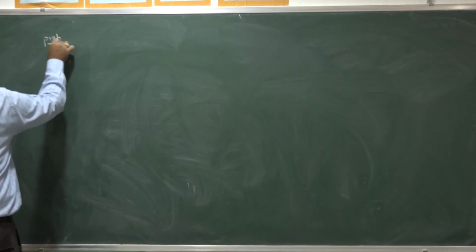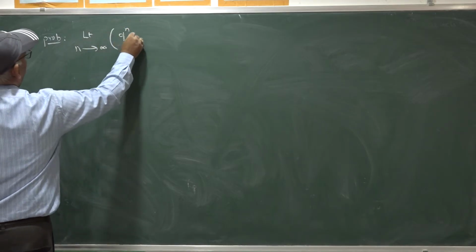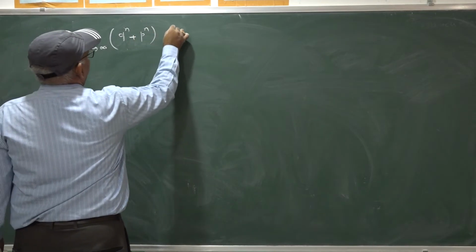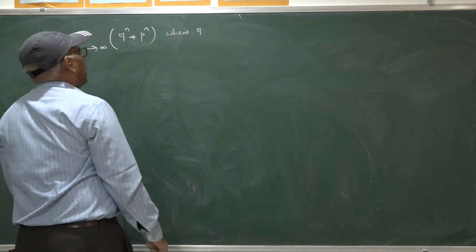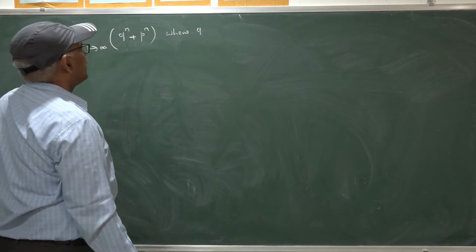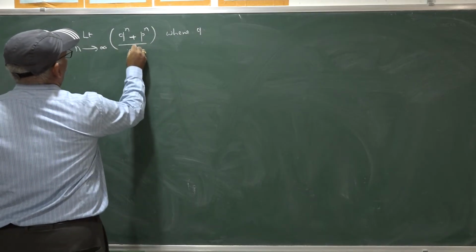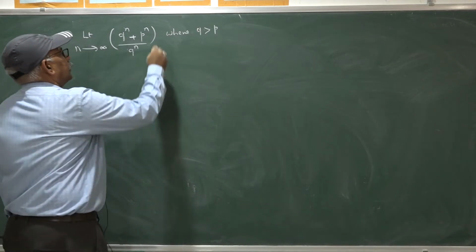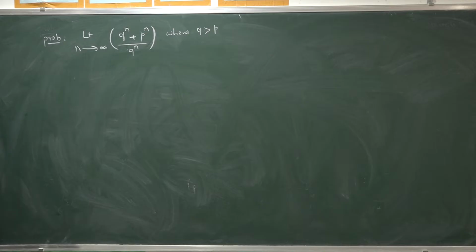Similarly, find the limit as n goes to infinity, (q^n plus p^n) by q^n, where q is greater than p. This is also a simple limit.